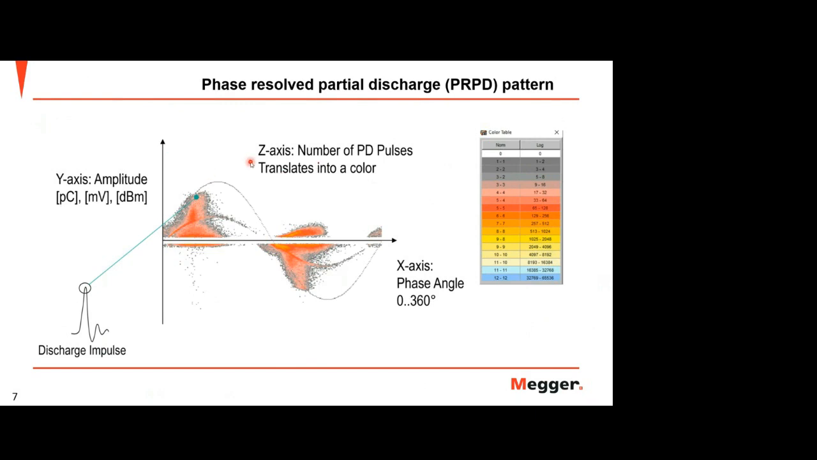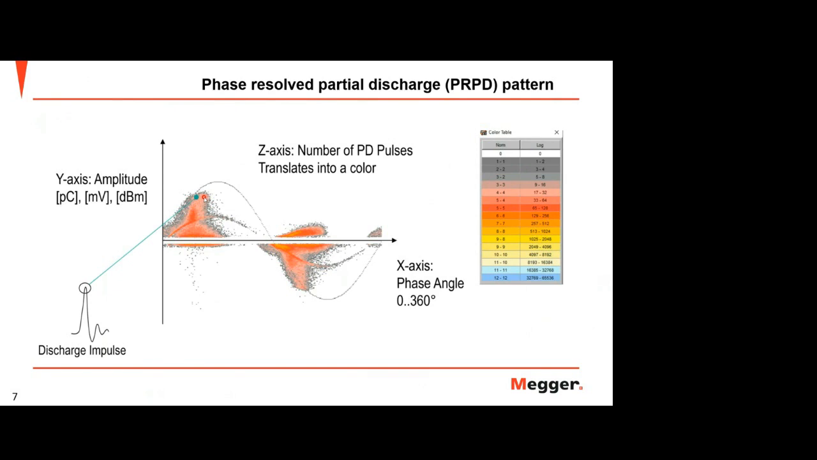And the Z axis is the number of PD pulses. If there is a discharge impulse, the maximum discharge impulse is considered as the PD pulse, in which area depends on the phase of the sinus. For example, if there is a discharge pulse at this point only one time, maybe they can show you with a gray color.